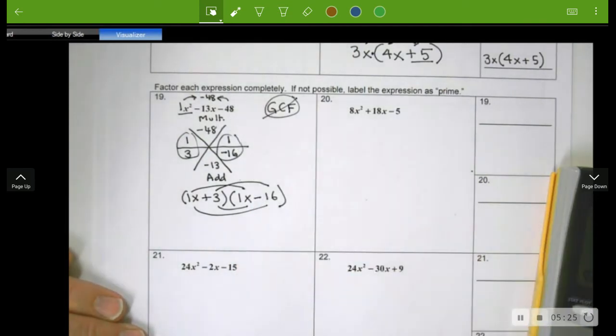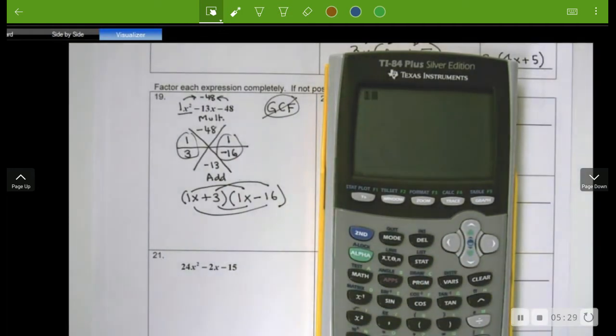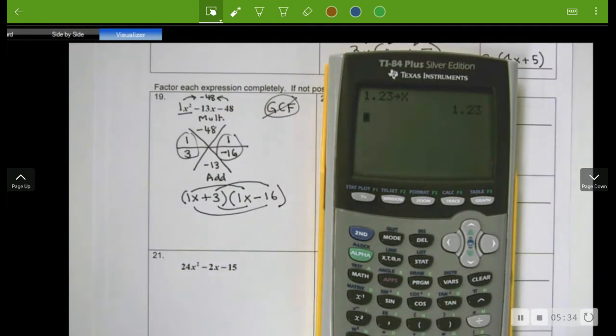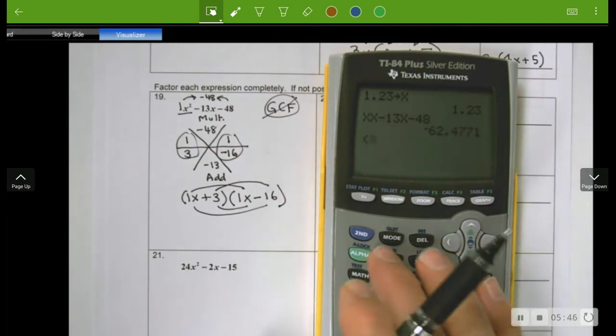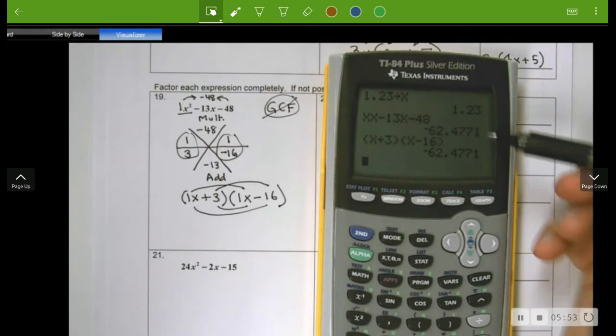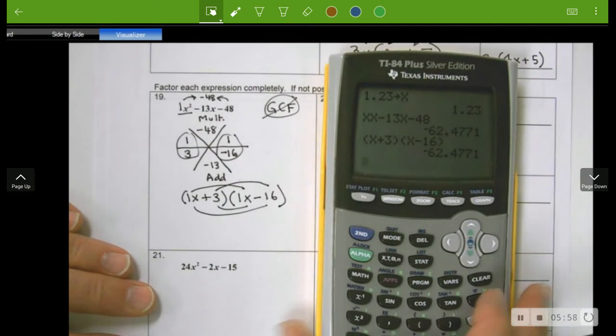Now the other way to check it, you quit to your home screen, and you put in some random number for x. Here I'm using a 1.23. There's nothing special about that number. And then I type the original expression. There's the original problem. And I compare that with what I think the answer is. And if they're equal, we should get equal amounts on our screen here, and we do, so there's our confirmation that we've got this factored correctly.